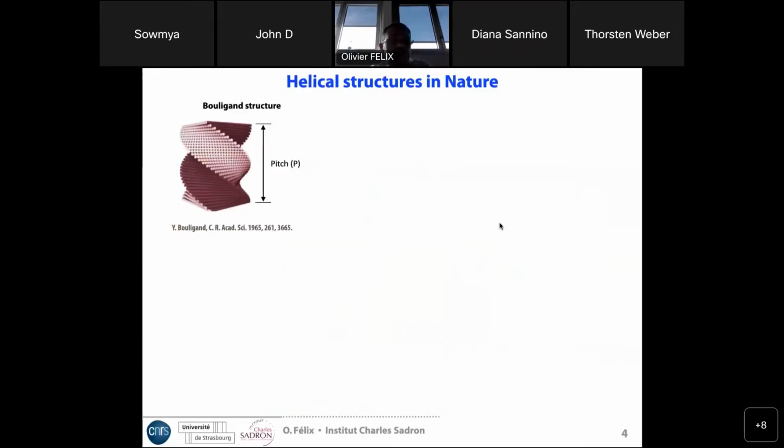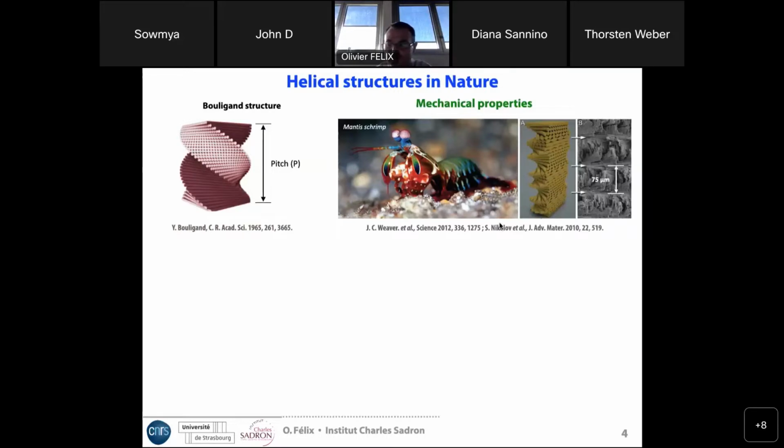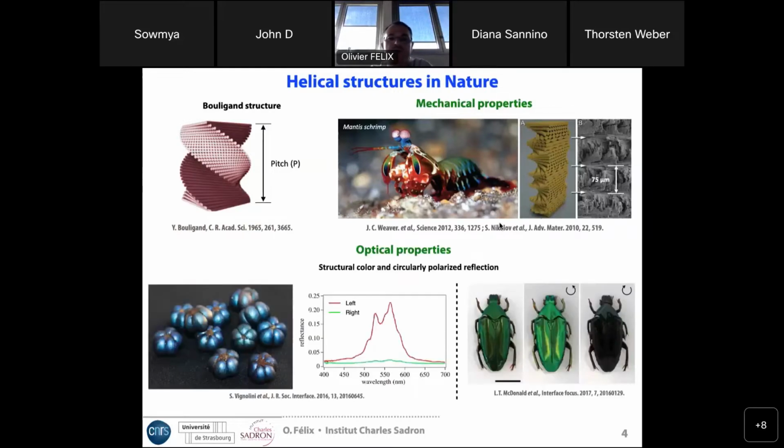Surprisingly, helical structures, which is probably one of the most complicated structures to assemble, is widely used in nature, in the plant and animal kingdoms, for preparing materials with outstanding properties. For example, damage resistance or structural colors.